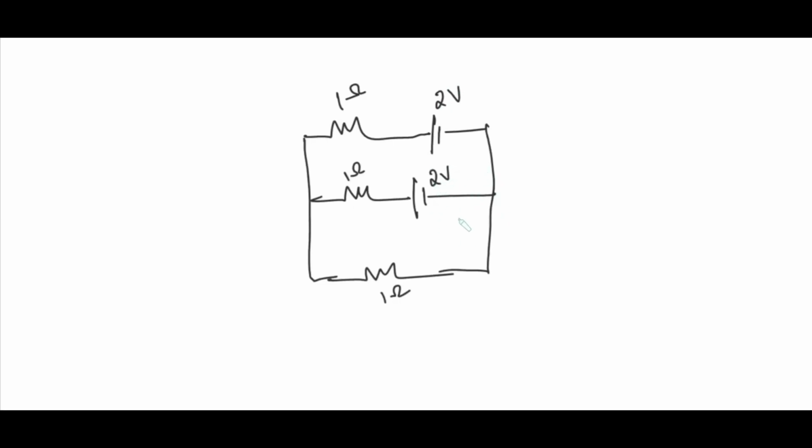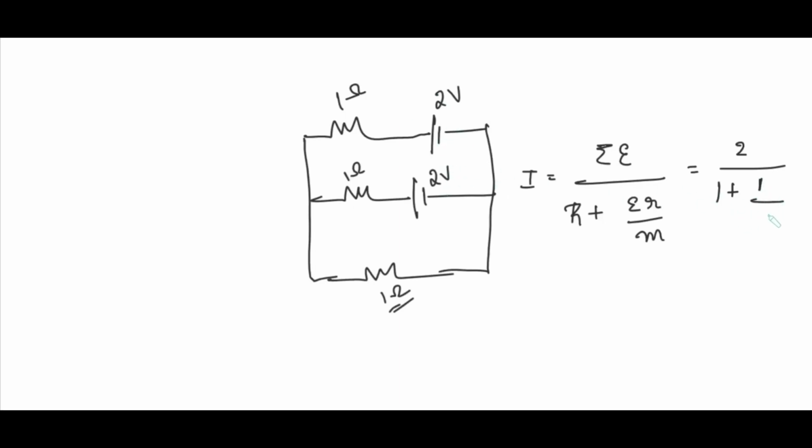How will you solve this? You can use Kirchhoff's method, or you can use the direct formula method, sigma E divided by capital R plus sigma R by M. So sigma E means total voltage in a branch, which is 2 volt, divided by capital R, which is 1 ohm, plus, the equation is for current. What is the total resistance in a branch? It is 1 ohm. So 1 divided by number of branches, you can see it is 2, excluding the main resistance branch, so 2.